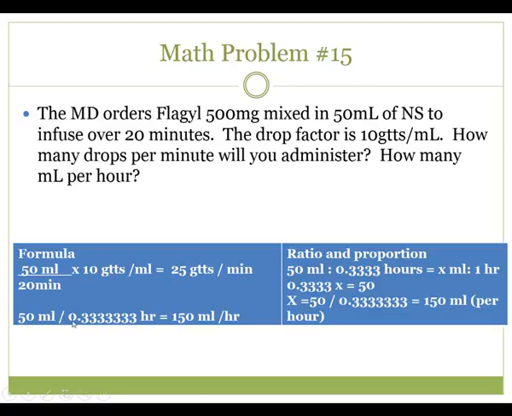And my 50 mils over my 0.33 hours is 150 mils an hour. It might be easier to leave that at 20 minutes and get mils per minute, multiply it by 60, but it gives you the same thing.